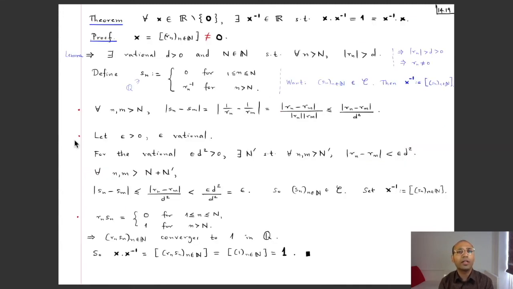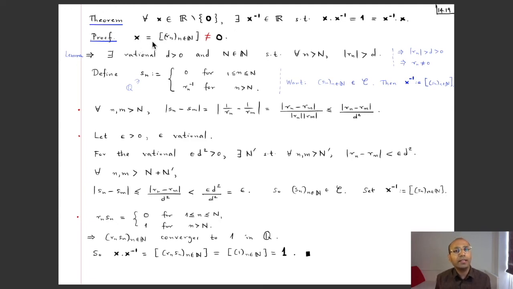Okay, so we are now ready to prove the theorem that every non-zero real number x has a multiplicative inverse. So there exists another real number which we denote by x inverse, such that when multiplied to x, you get the identity element, and then since x times x inverse is 1, also x inverse times x is 1 by commutativity. Okay, so let's prove this.